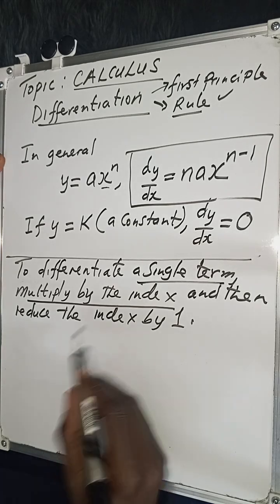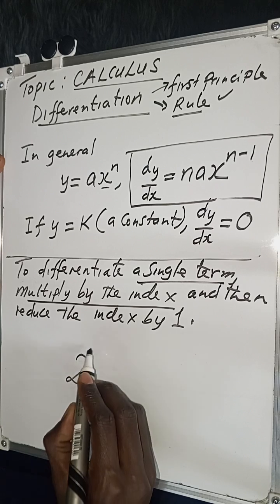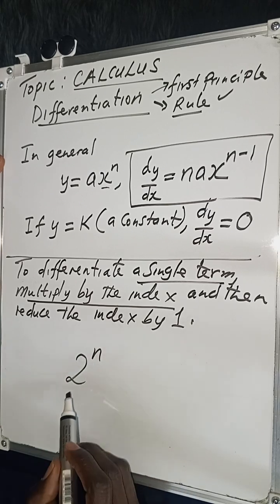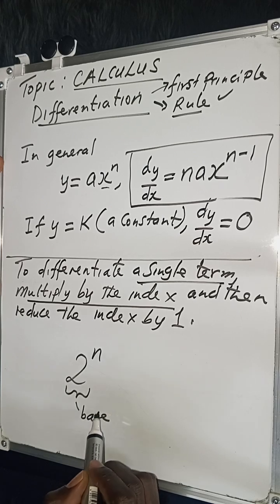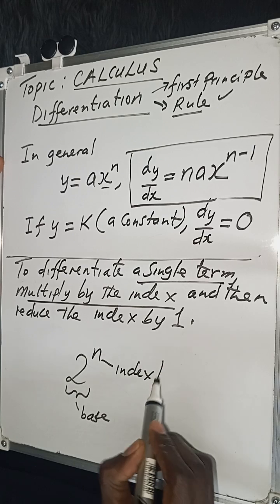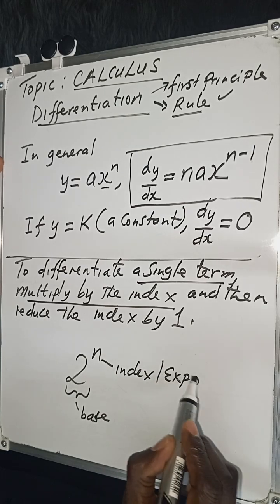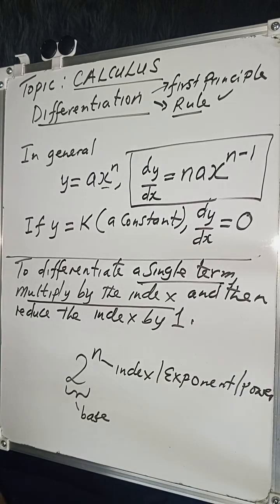Remember, if you have the number, for example, 2 raised to the power n, this number here is what we call the base, and that one there is what we call the index. Sometimes it is called the exponent. Sometimes we call it the power, so you need to remember that.